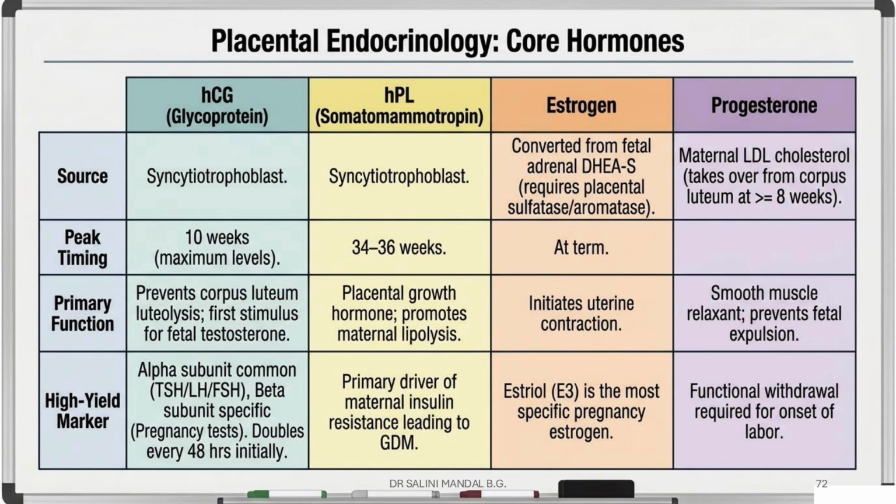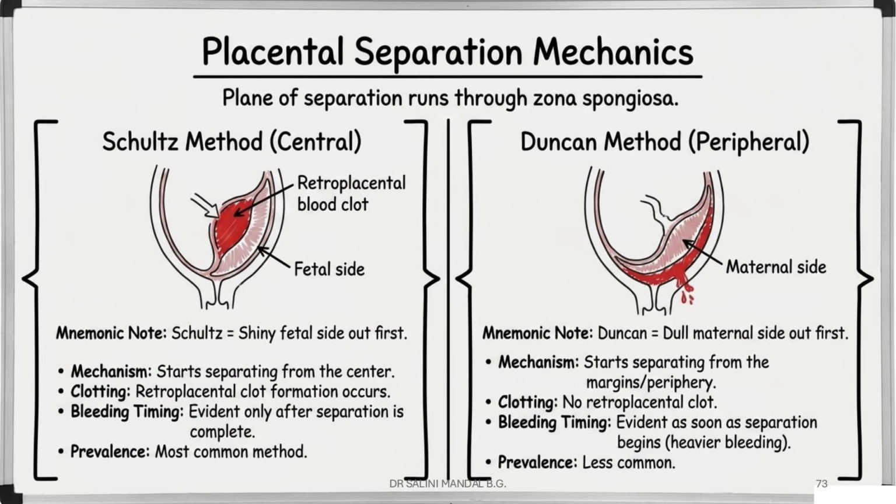Then progesterone. Talking about it, the source is maternal HDL cholesterol. Okay, that is the source from where progesterone is going to come. Till 8 weeks we know that the source is the corpus luteum. Next, what's the primary function? It is a smooth muscle relaxant, prevents fetal expulsion and all that. Okay, and functional withdrawal of progesterone is going to lead to labor. That is much important.